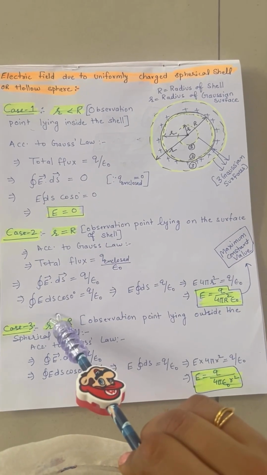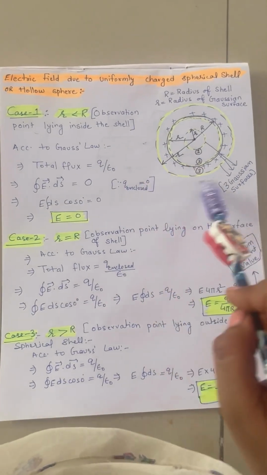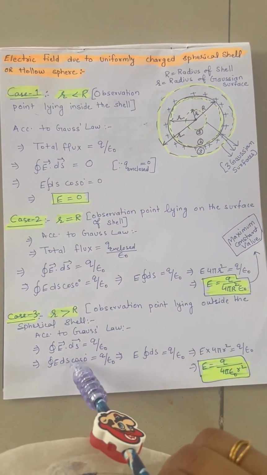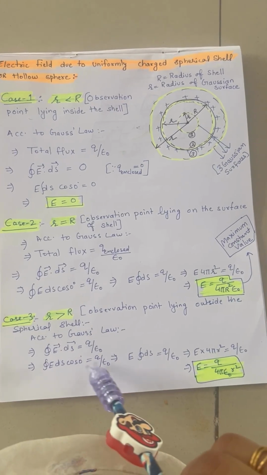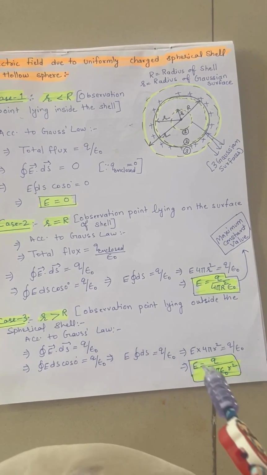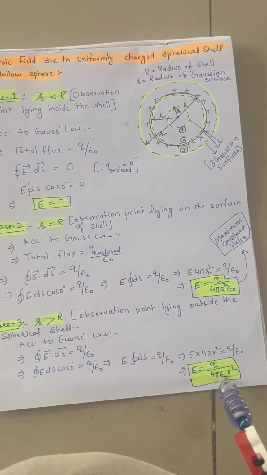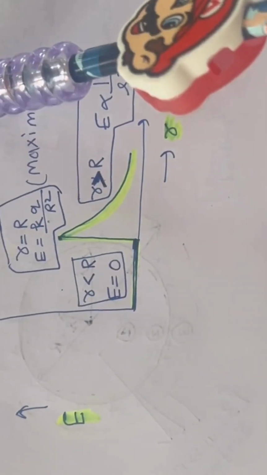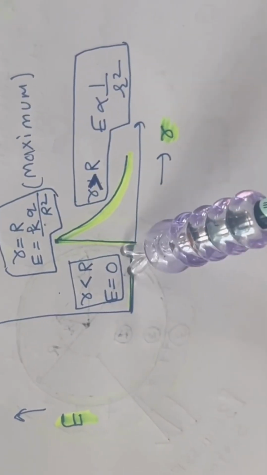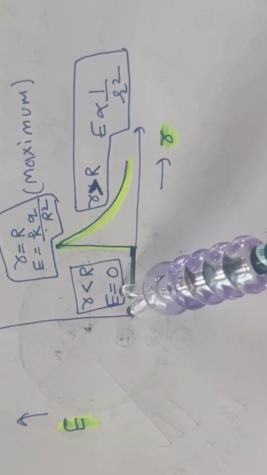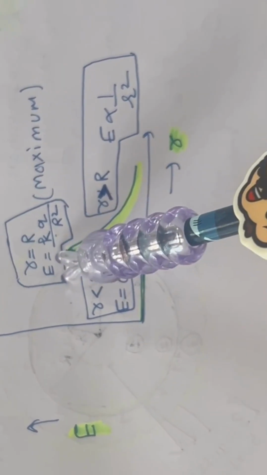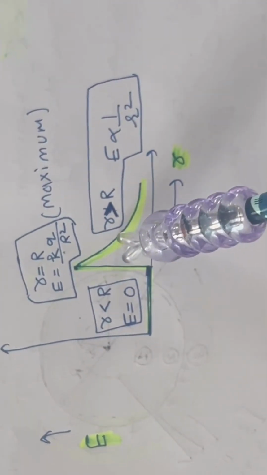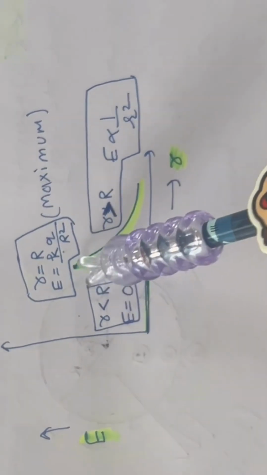Then at an outside point of the shell, there again the charge will be the same q, but the field will be q upon 4π epsilon naught r². Here in the graph between electric field and r, the electric field is 0 at small r less than capital R, then it reaches the maximum value on the surface, and outside the shell it decreases inversely with r² as shown.